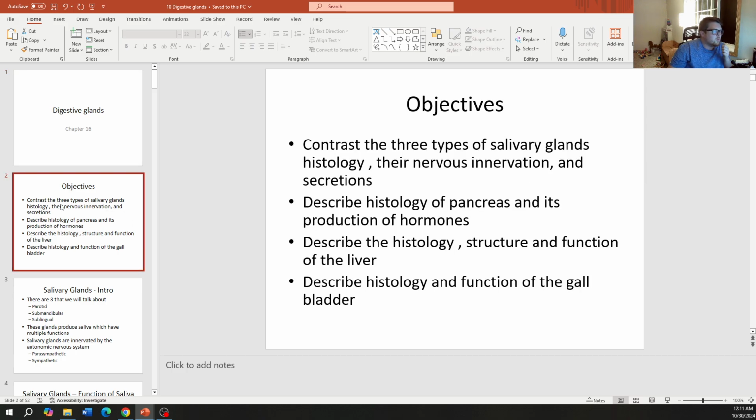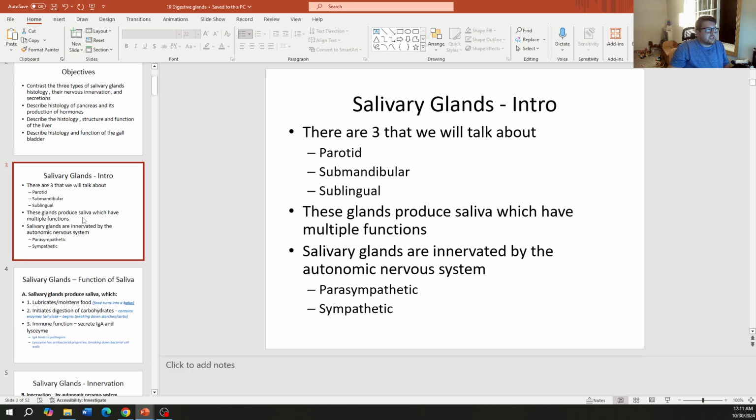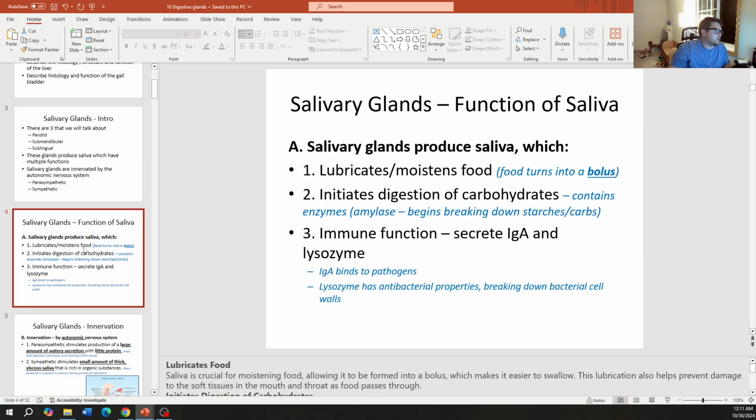So we're going to start at the very beginning of the digestive system, which is in the mouth with the salivary glands. We're going to talk about three of them: the parotid, submandibular, and sublingual glands. They're going to produce saliva, which has several different functions, and then we'll also talk about their innervation.